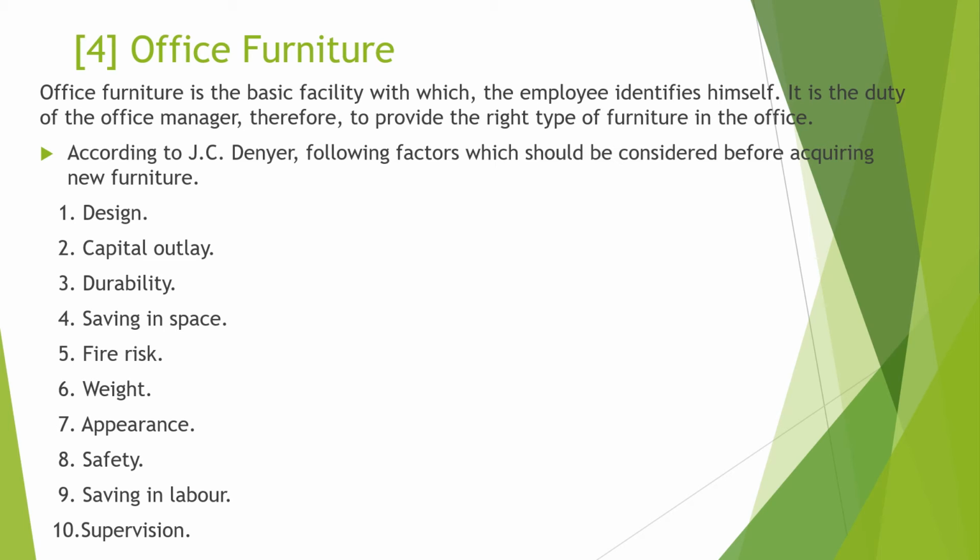Next is saving in space. Some furniture is specially designed to save floor space. Next is fire risk. Again, metal furniture is better than wooden as it cannot catch fire easily. Next is weight. If furniture has to be moved around, as it often is in a large office, then lightweight is preferable.